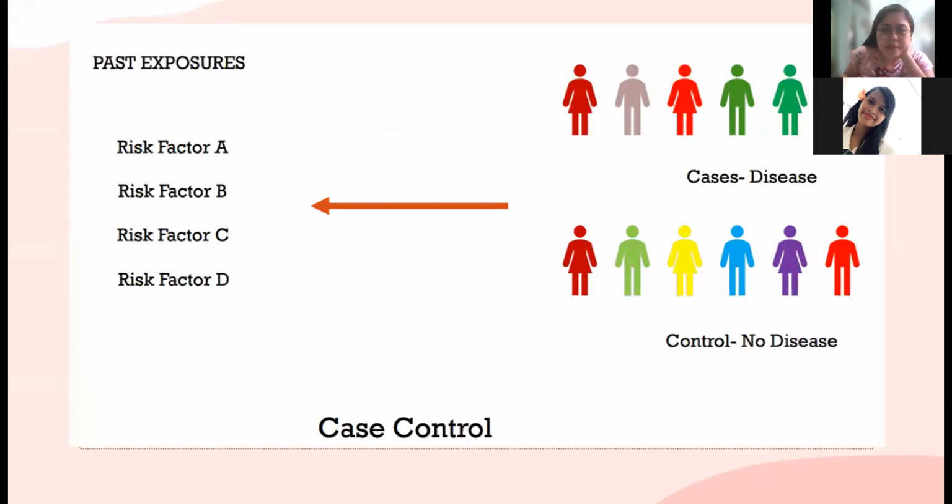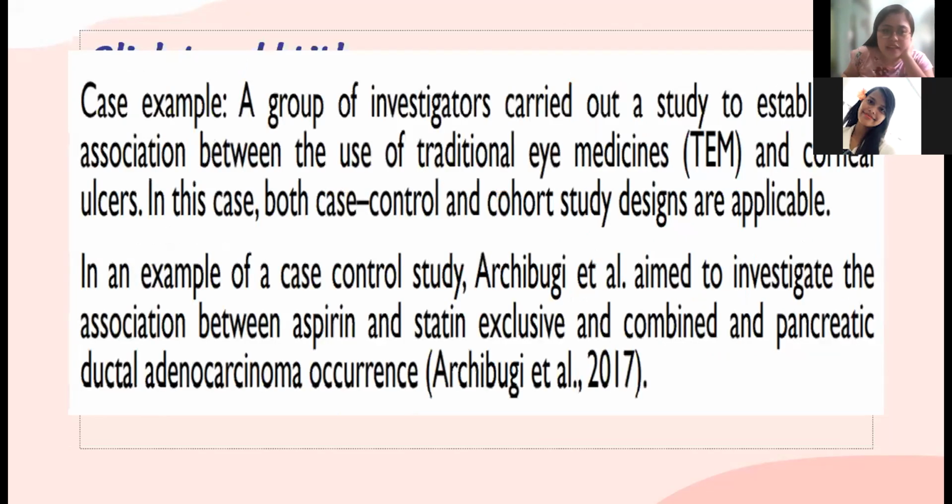Now, before that, let me add more examples for this. A group of investigators carried out a study to establish an association between the use of traditional eye medicines and corneal ulcers. So ang gagawin mo, meron kang group na case, sino yun? Yung mga nagkaroon ng corneal ulcer, and then meron kang control group, yung mga walang corneal ulcer. And then you will go back to the past. Again, babalik ka sa past kung sino-sino dito yung gumamit ng traditional eye medicine. So si traditional eye medicine will become now a factor.